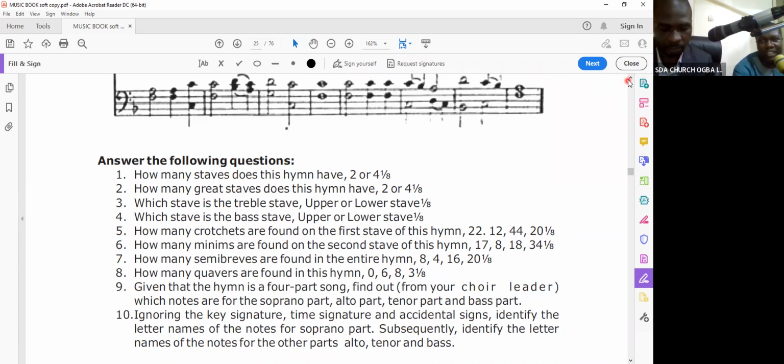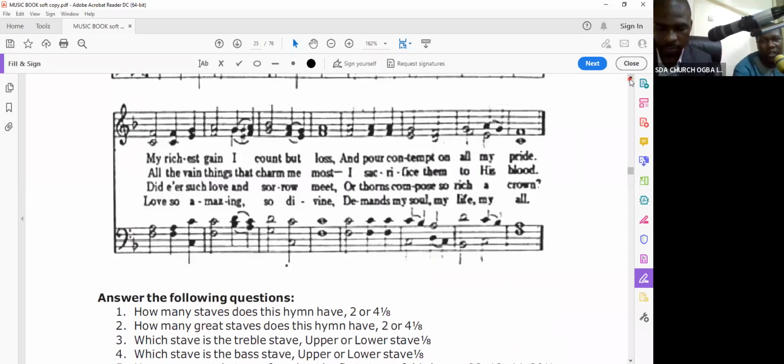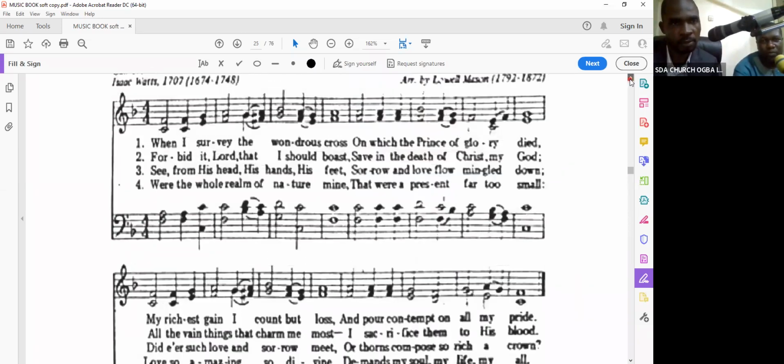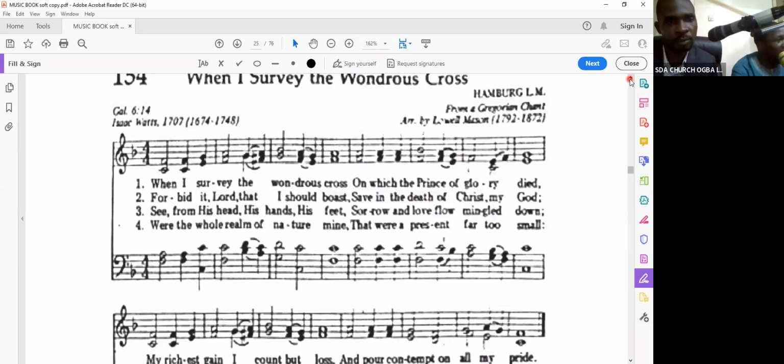How many crotchets are found on the first stave? Let's count together. Remember, a crotchet is a black note with a stem. That's a crotchet. So this is 1, 2, 3, 4, 5, 6, 7, 8, 9, 10, 11, 12. So there are 12 crotchets on stave 1.